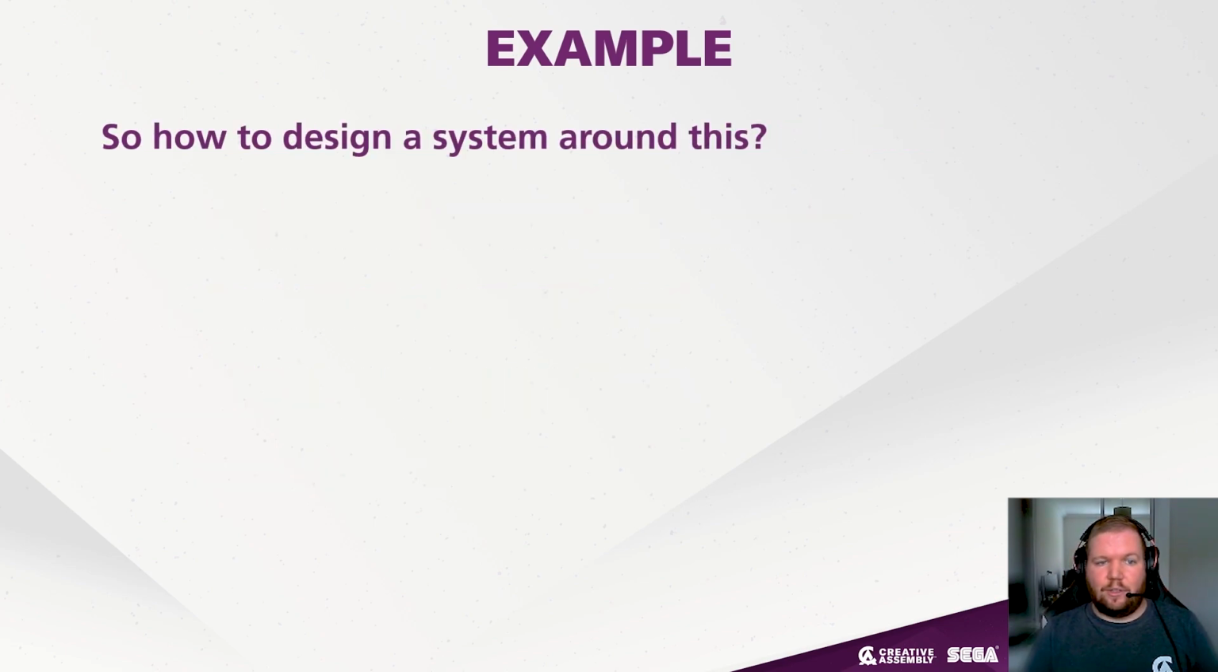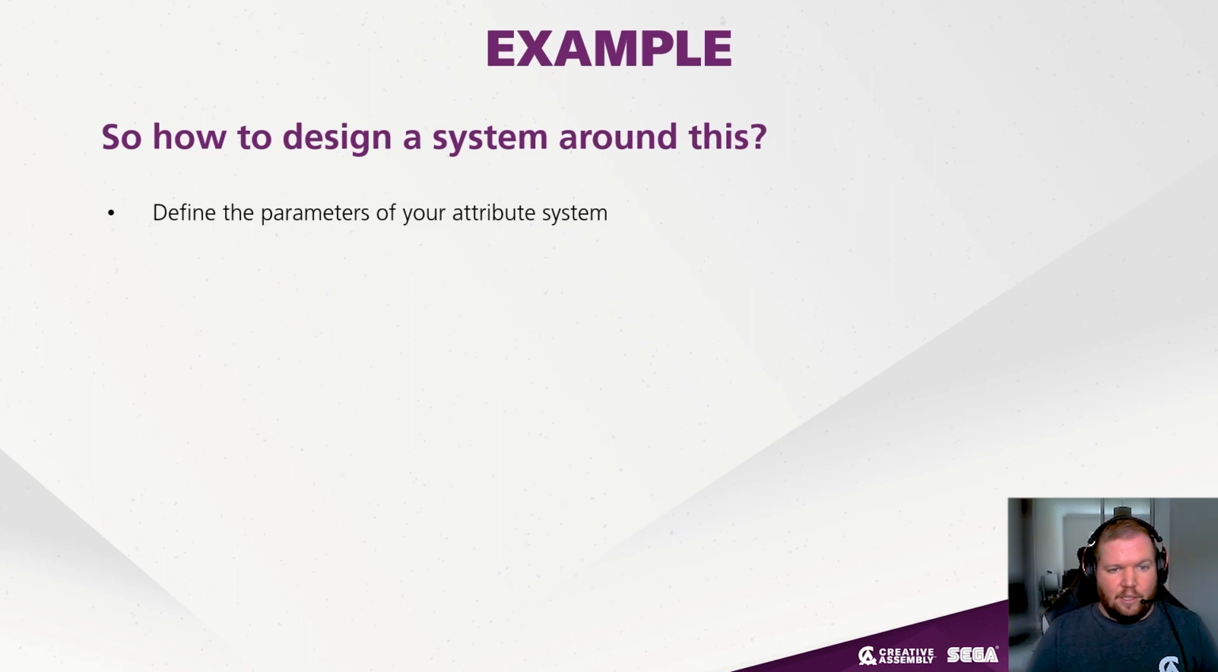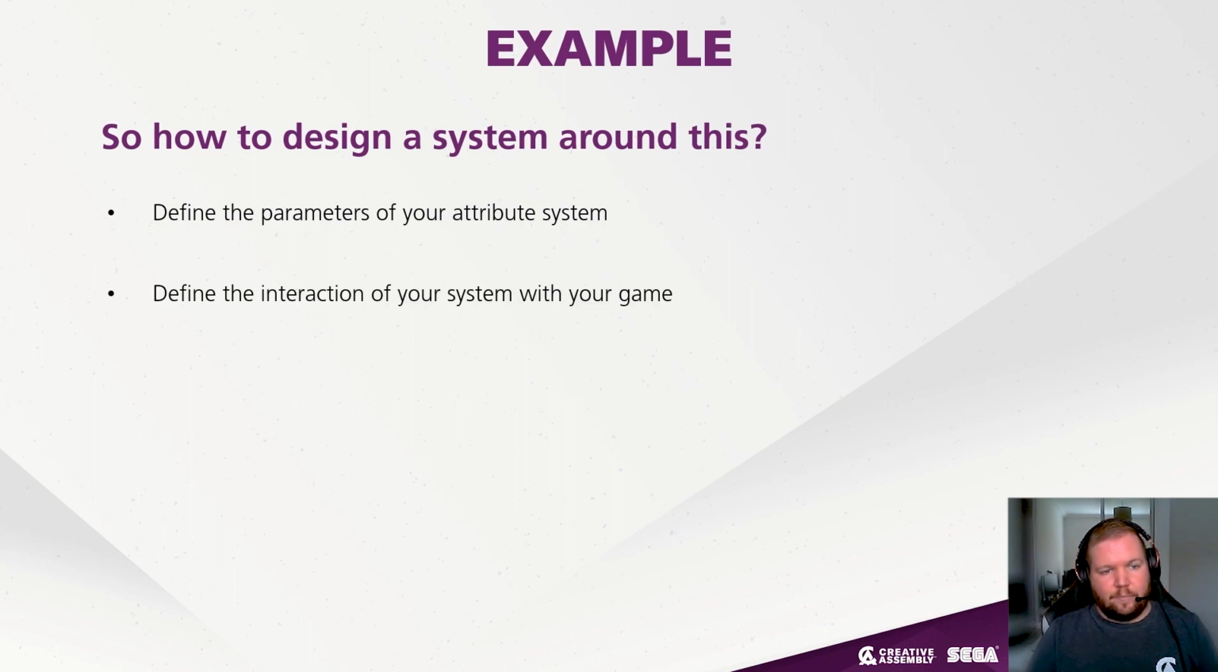Okay, so how do we design a system around this? So number one thing you need to do is define the parameters of your attribute system. What are the sort of minimums? What are the maximums? What are the default values? What other parameters you can have, like regeneration rate or regeneration amount per second, stuff like that.